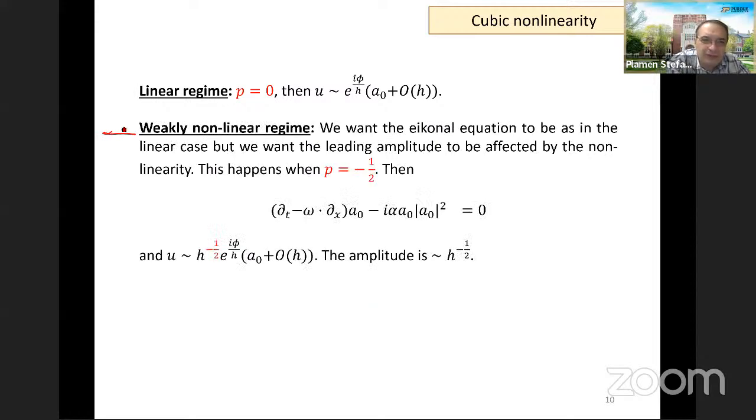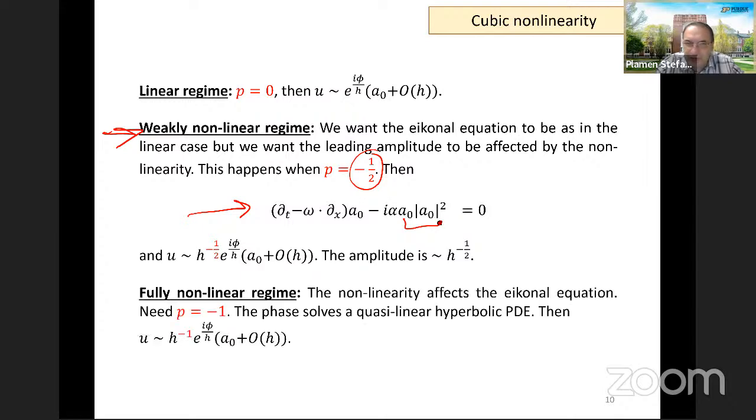Okay, so again, I just repeat what the linear regime is here. And what is the weakly nonlinear regime that I actually used in the first part of my talk? Now you want the eikonal equation to be the same as before, but you want the leading transport equation to be affected by the nonlinearity. And if you just compute what P does this, it's -1/2 for cubic nonlinearity. And this is the transport equation, the first one, on principal level. And you see the nonlinearity here. And this actually is a system, if you write it for the real and the imaginary part of A0.